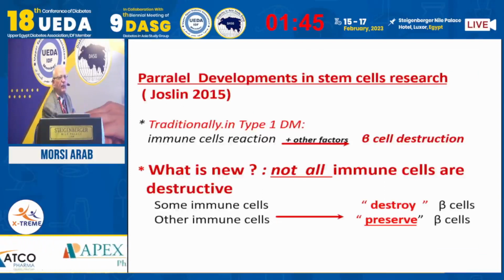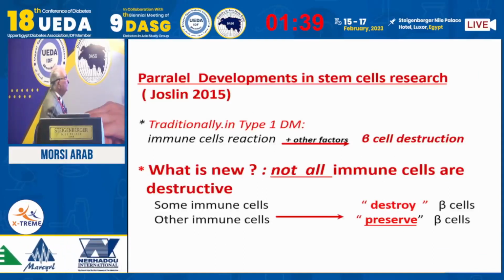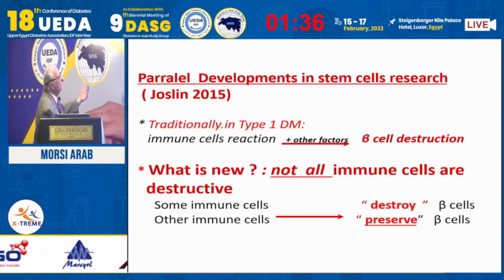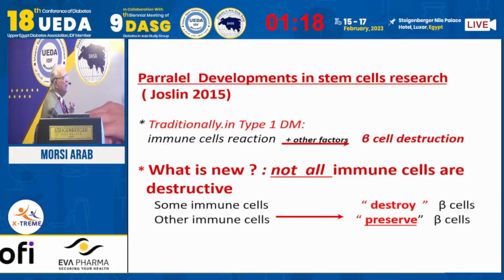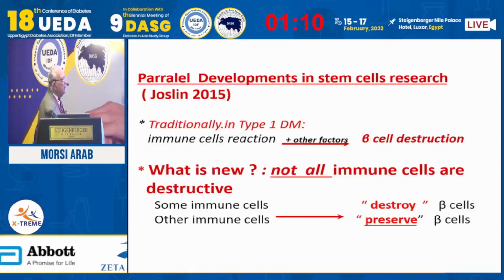Now, another breakthrough came during the past years while I was talking about stem cells. We knew traditionally that type 1 diabetes is the result of beta cell destruction, and that immune cell reaction leads to this destruction, which means that immune cells are devils which destroy our beta cells. That proved to be not true. Some of the immune cells are devils, they destroy the beta cells, and some others are angels, which preserve the beta cells.